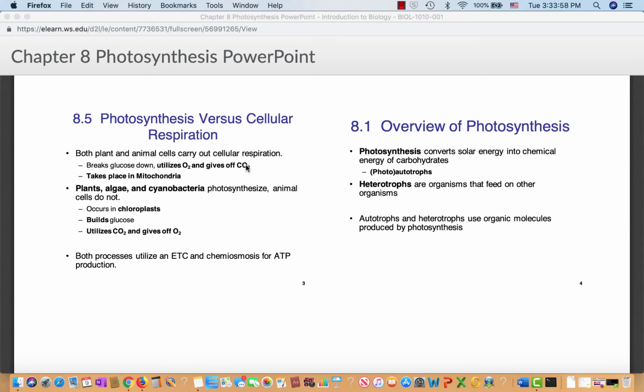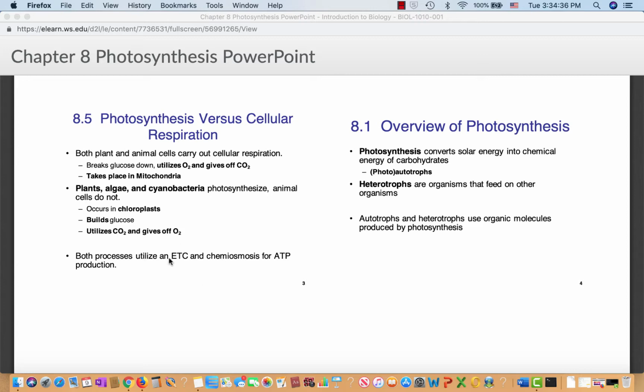Okay, both plants and animals carry out cellular respiration, which breaks down glucose, utilizes oxygen, gives off carbon dioxide, and takes place in mitochondria. Plants, algae, and cyanobacteria photosynthesize, animals do not. This occurs in the chloroplast, builds glucose, utilizes CO2, and gives off oxygen. The nice thing about this is that in these photosynthetic organisms, their net is that they do more photosynthesis than they do cellular respiration, so we have plenty of oxygen to breathe.